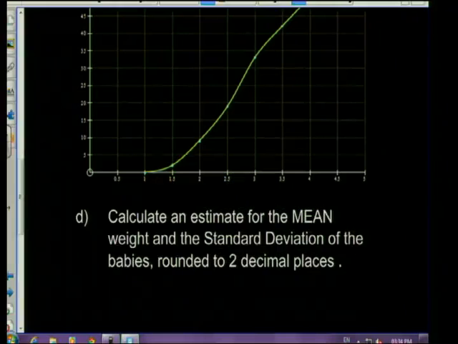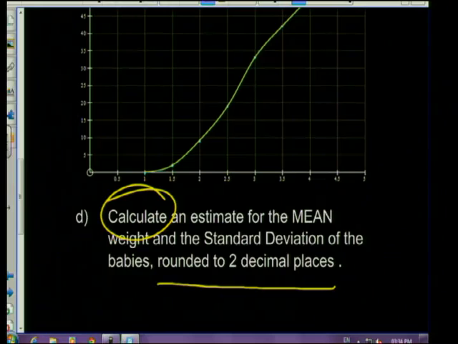Let's look at my next question. So I've drawn the graph, and now it says calculate an estimate for the mean weight and the standard deviation of the babies, rounded to 2 decimal places. Now, when they say calculate, unless they say anything otherwise, use a calculator. Let your calculator work it out for you. This would probably only be worth 2 or 3 marks or so.